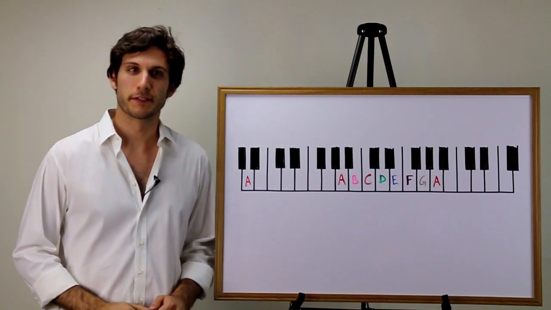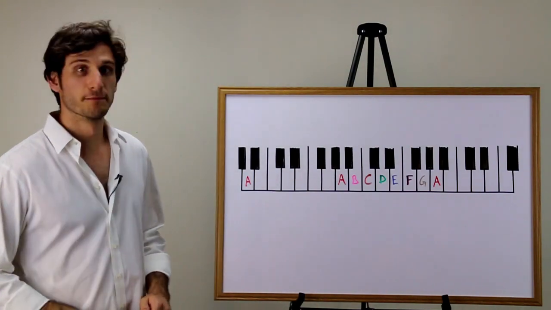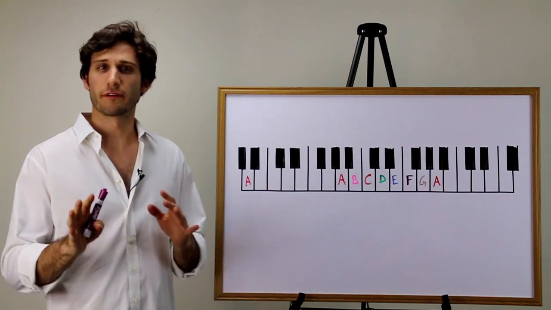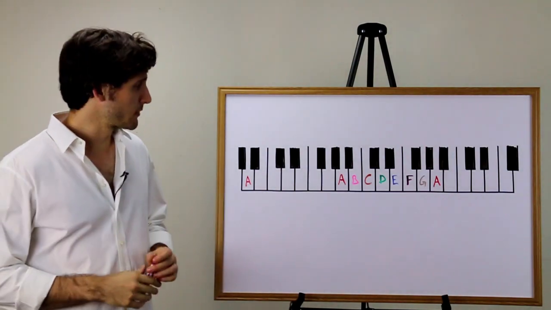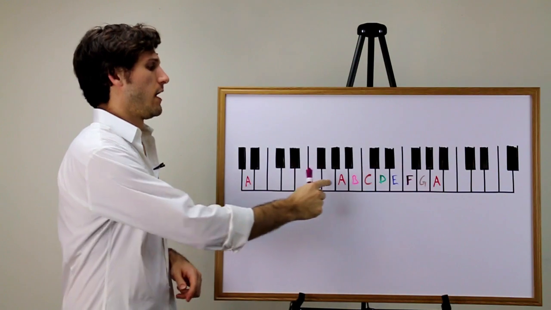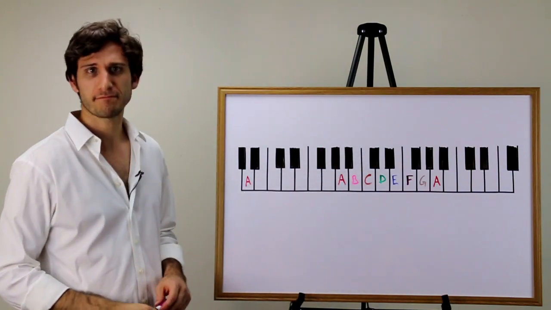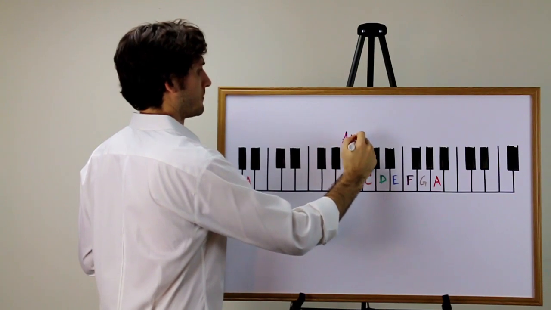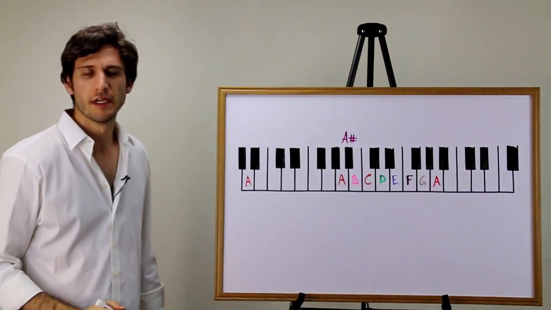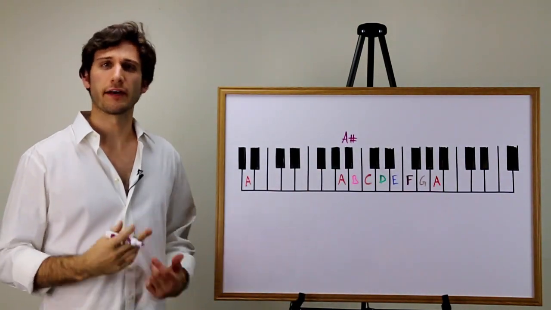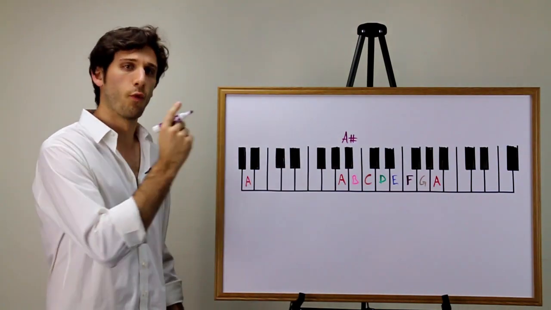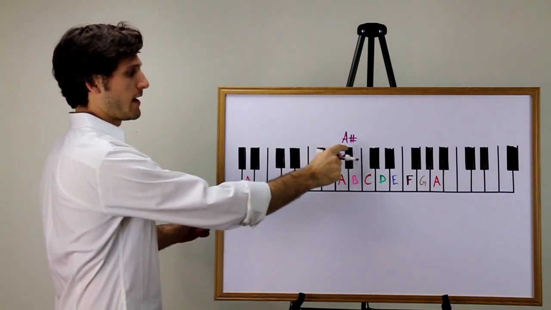What about those black notes? Well, they have names too. When we talk about the black notes, we arrive at our first potential point of confusion. So let's look at the black note up and to the right of A. This note is called A sharp. In music, the word sharp means simply higher in pitch, and in the context of identifying notes, it means exactly one note above. It is denoted by this number sign.